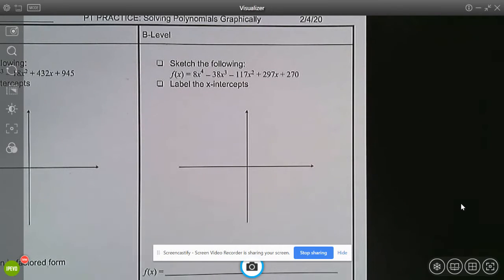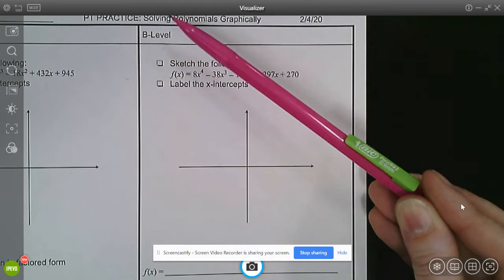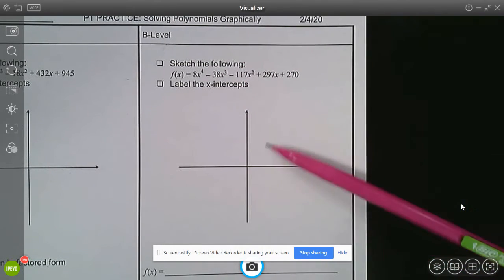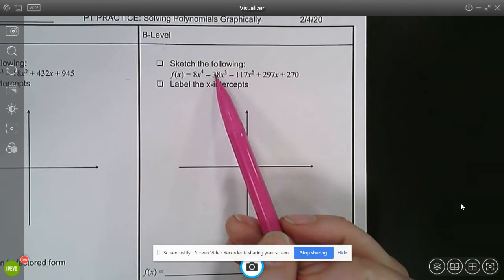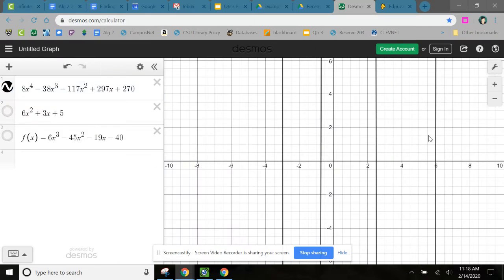This video is going to walk you through how to do a B-level problem on the learning target solving polynomials graphically. This is actually from that performance task practice, and I'm going to go through this problem. The first thing that you have to do is enter it into Desmos. I've already done that, and this is what our graph looks like.